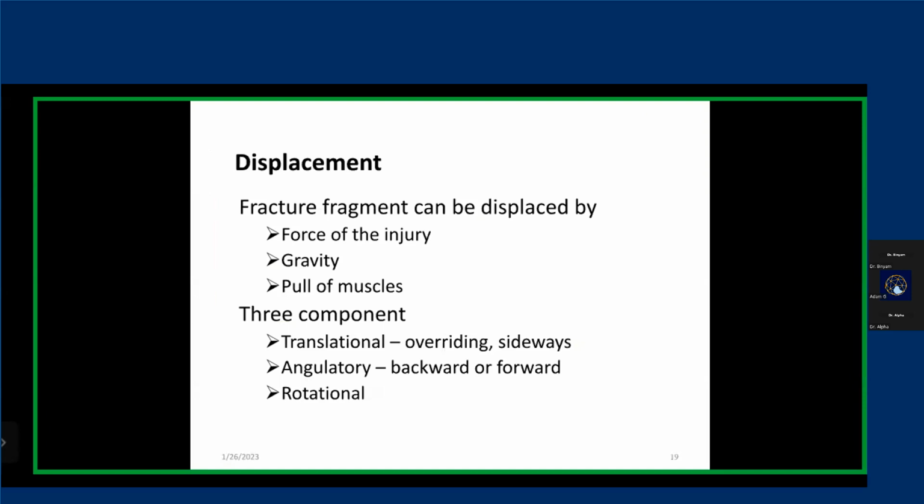So on our X-ray, we try to see if there are any displacements. Displacement could be because of the force of the injury, because of gravity, and because of the pull of the muscles. Primarily, there are 3 components to displacement. There might be translation, angulation, or rotation. Out of these 3, in pediatrics, we are most worried about rotation, because it does not remodel. If there's any rotational component to the displacement, we need to intervene. There's no remodeling for rotation. But translation and angulation, unlike the adult population, we're far more tolerant of, because they have a higher remodeling potential.